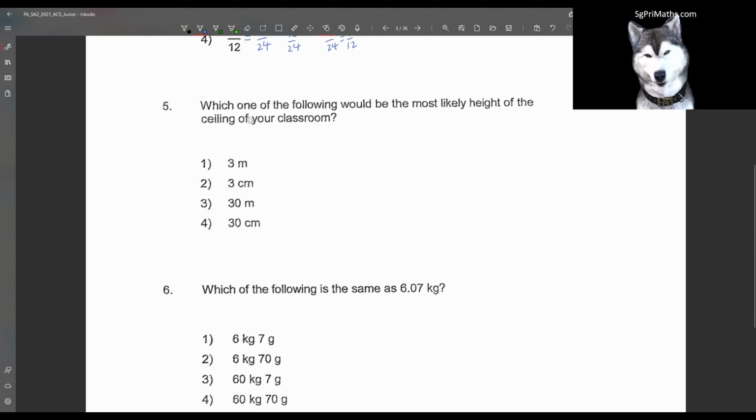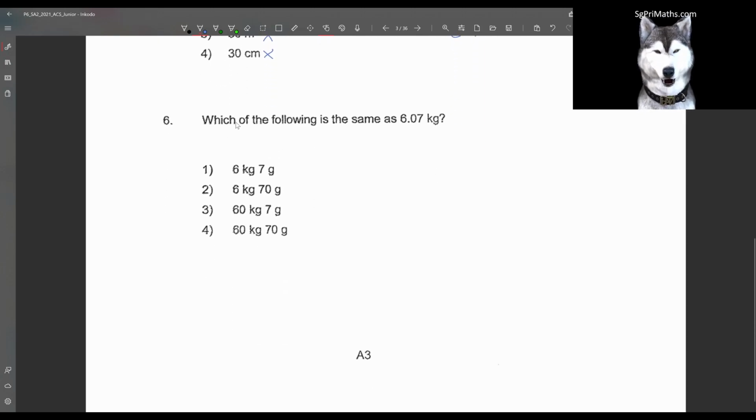Question 5. Which of the following would be the most likely height of the ceiling of your classroom? So 30 cm wouldn't be possible, it is the length of a ruler. 30 meters is definitely not very possible, because it's more than 15 times a person's height. 3 cm is definitely not, so the most probable is 3 meters. So the answer is 1.